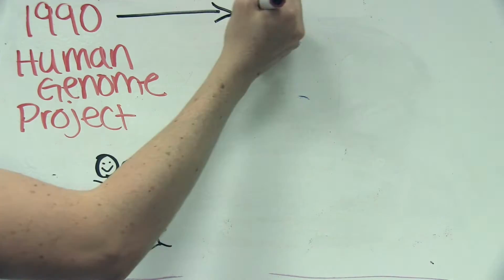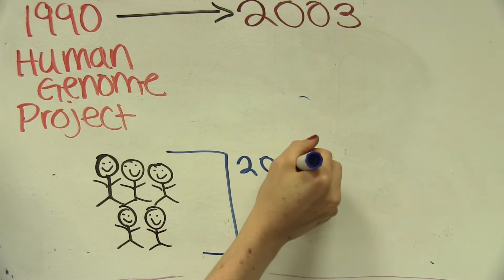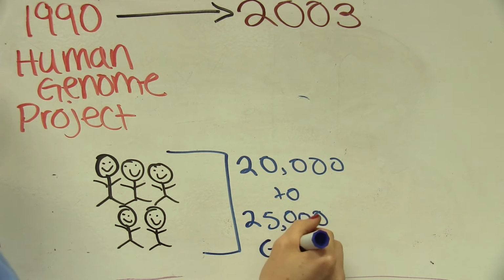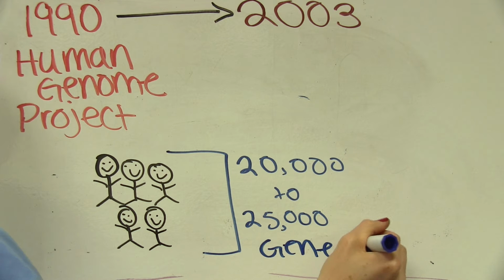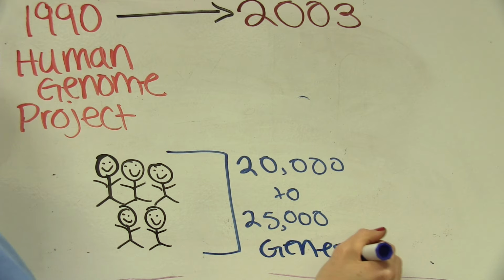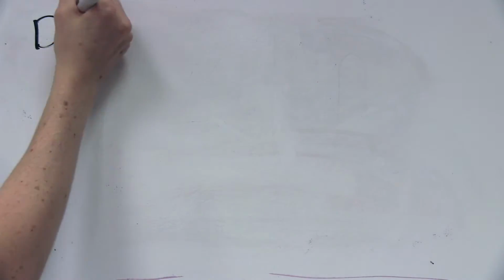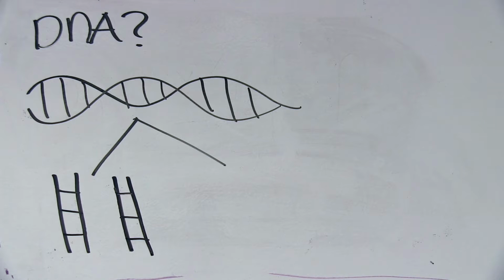In 1990, a massive international research project called the Human Genome Project sequenced the entire human genome. Scientists from all over the world worked on this for 10 years, and finally in 2003, it was completed. They determined that humans have between 20 and 25,000 genes encoded in over 3 billion base pairs that make up the entire human genome.